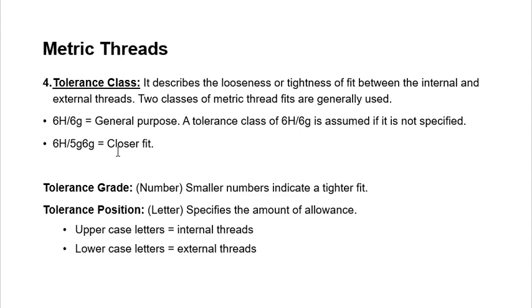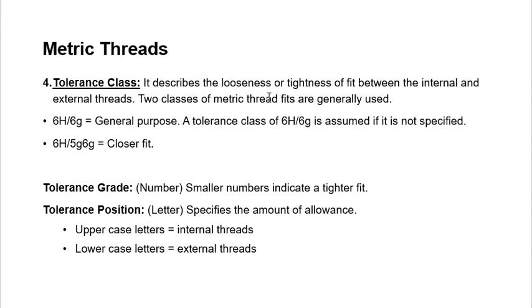All right, so we have two classes in the metric fit, and we use the H and G, or HH or GG, yeah. So 6H and 6G is your general purpose. So the tolerance class is 6H and 6G, right? Meaning we don't have any other specifically defined stuff to think about, so just go general. And the second one is your 6H and 5G, 6G, which is talking about a little more closer fit.